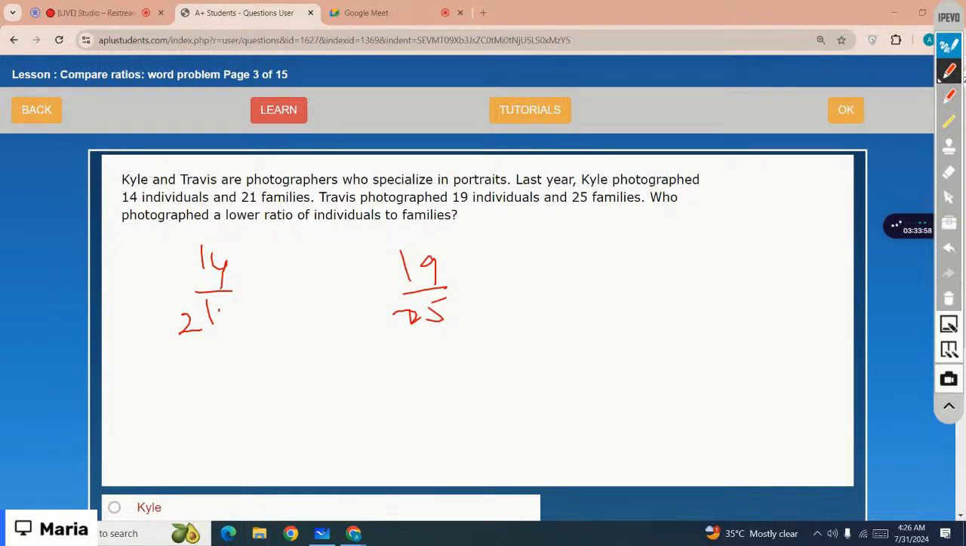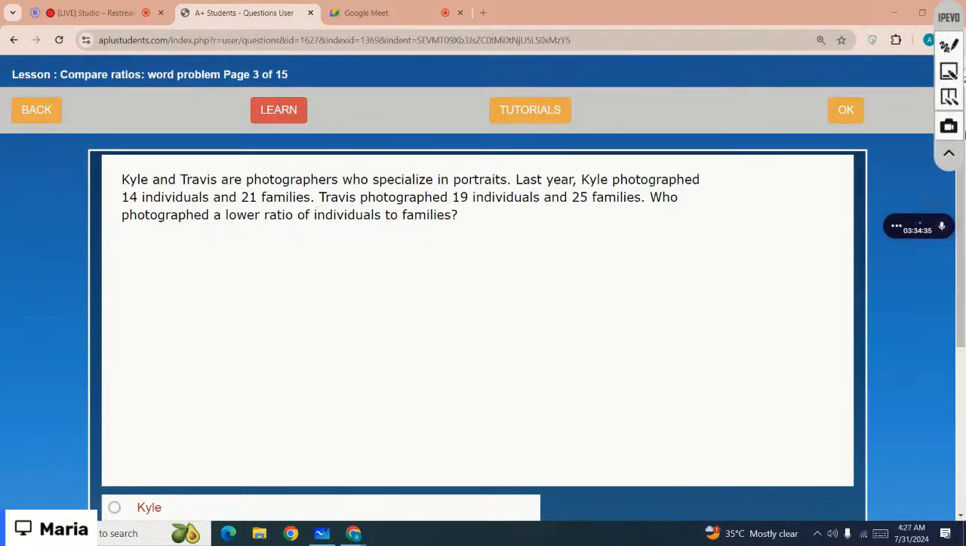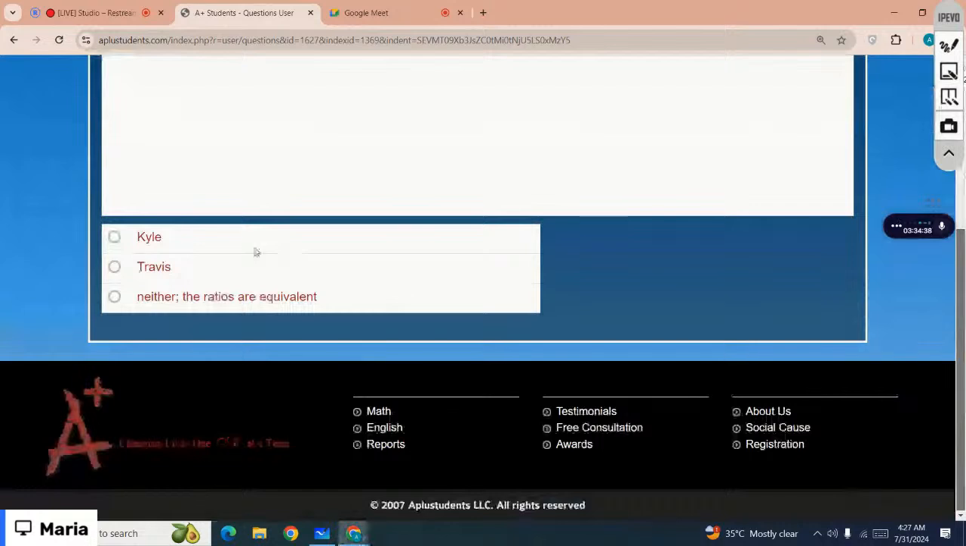That is 66.66%, and that is 76%. So you have to see which one has the lower ratio, that is the lower ratio of individuals to families. Got it? The correct option is whoever has the lower, 66.66, right? So that means Callie has the lower ratio. Option number one is the correct option.